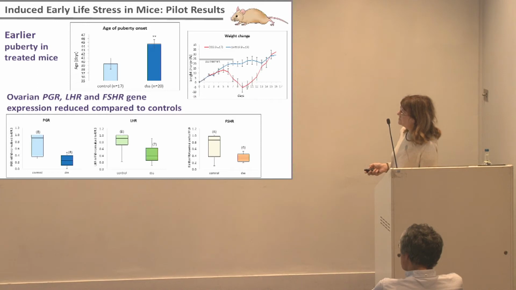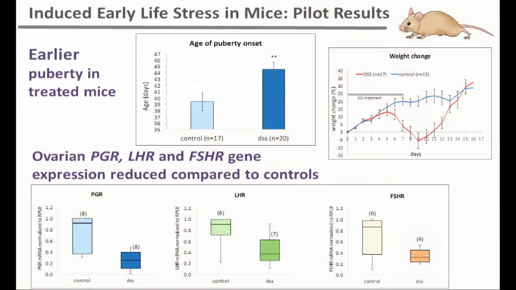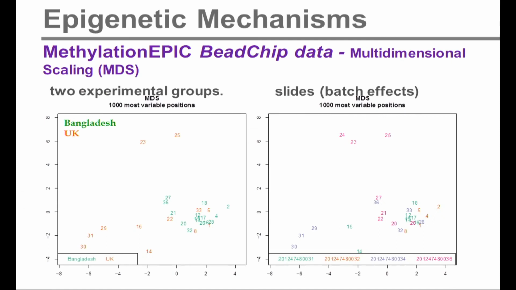As you can see here, this is the progesterone gene, luteinizing hormone, and follicle stimulating hormone. And these hormones are responsible for the production, if you like, of the ovarian steroids, including progesterone. So some nice results here that seem to mimic what we see in the humans. That's where we are so far with that.